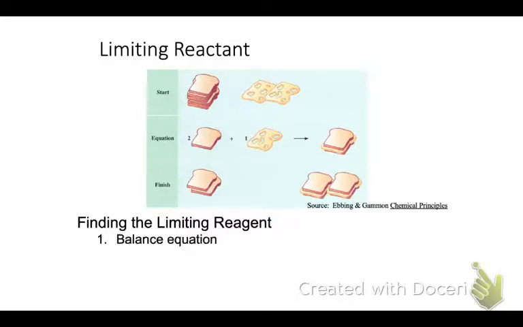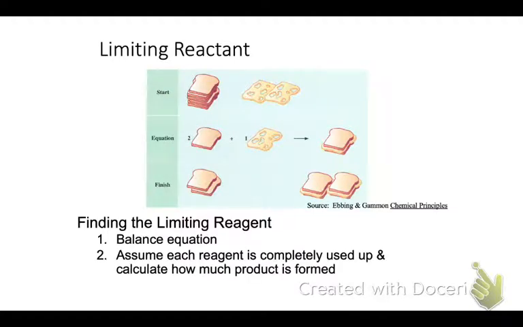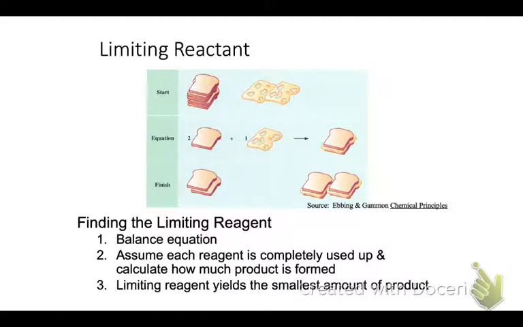You can find the limiting reactant in a chemical equation by first starting by balancing the equation. Then assume each reagent is completely used up and calculate how much product is formed. The limiting reagent yields the smallest amount of product. All right, so in a chemical equation, we also care about calculating the yield.